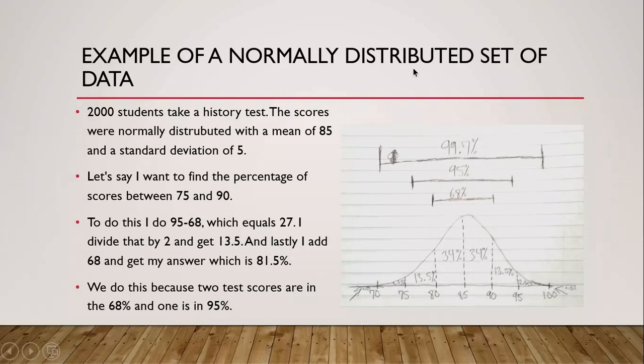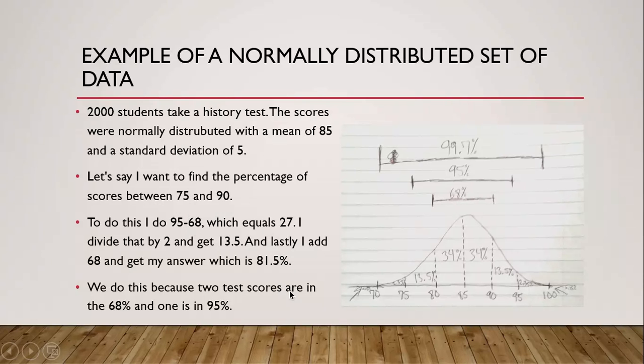An example of a normally distributed set of data. 2,000 students take a history test. The scores were normally distributed with a mean of 85 and a standard deviation of 5. Now let's say I want to find the percentage of scores between 75 and 90. To do this, I take 95 and subtract 68 from it, which equals 27. I divide that by 2 and get 13.5. Lastly, I add 68 and get my answer, which is 81.5%.